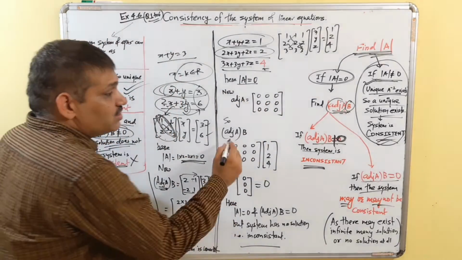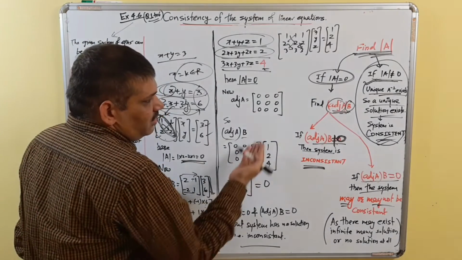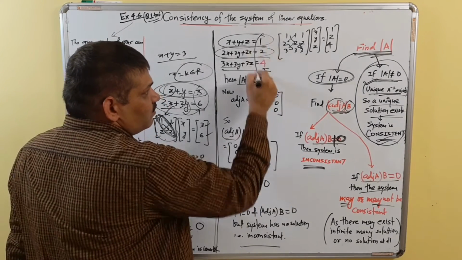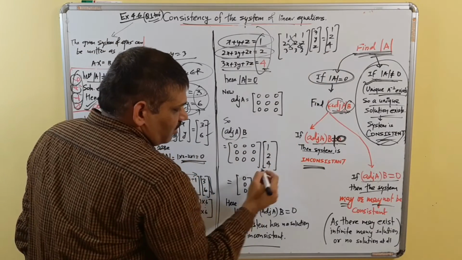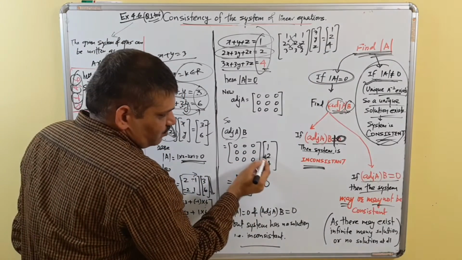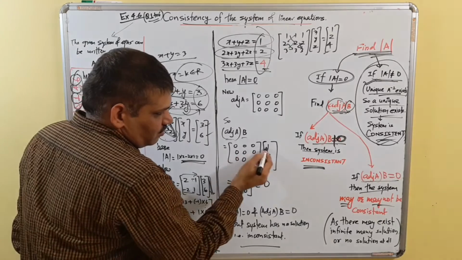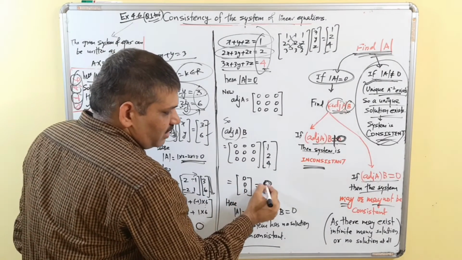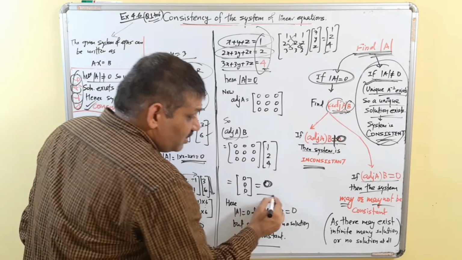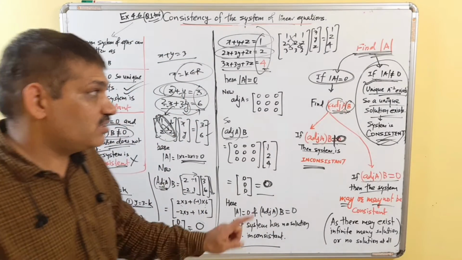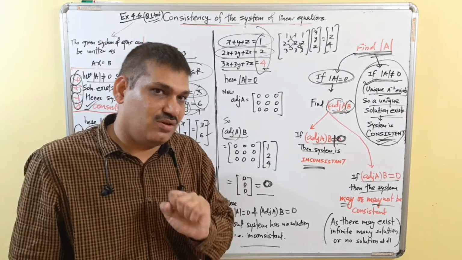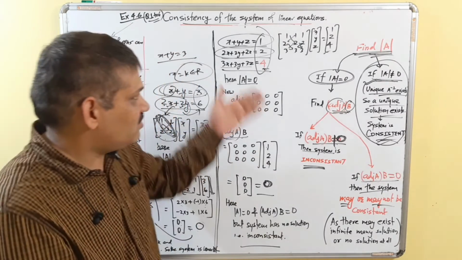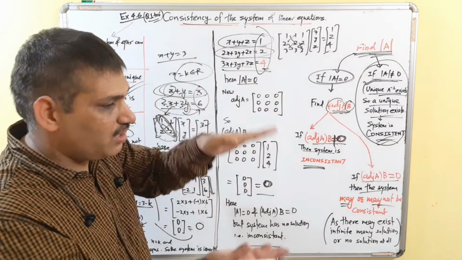Now if I multiply adjoint A with B, this is adjoint A which we have found, and B is 1, 2, 4, and obviously 0 into 1 plus 0 into 2 plus 0 into 4 is 0, again 0, that is a 0 matrix. Here adjoint A into B is 0, but the system has no solution. Why? Because this will not have any common solution.